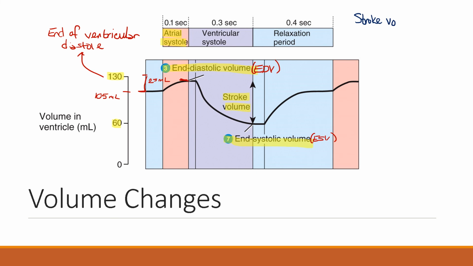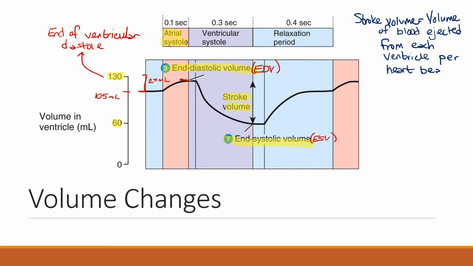So our stroke volume is going to be the volume of blood ejected from each ventricle per beat, per heartbeat. Sometimes we label this SV also. It is equal to our end diastolic volume, EDV, subtracted by ESV, our end systolic volume. And then at rest, our stroke volume is going to equal about 70 milliliters.